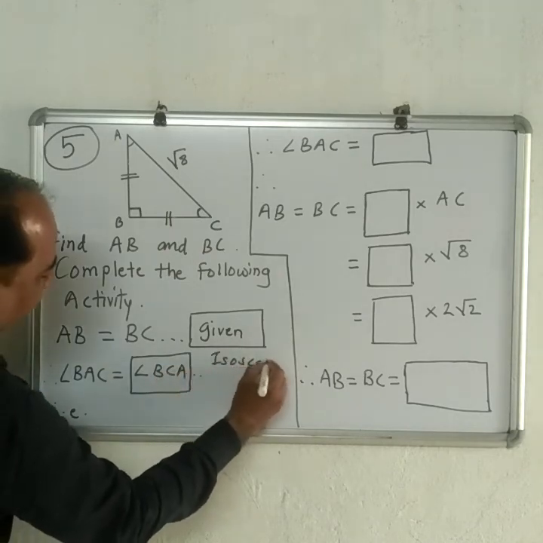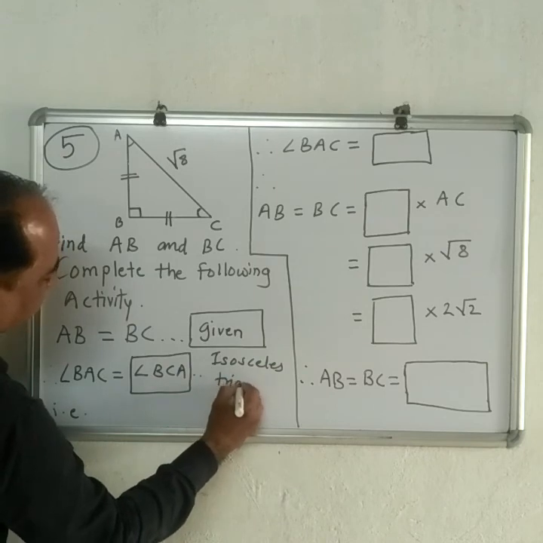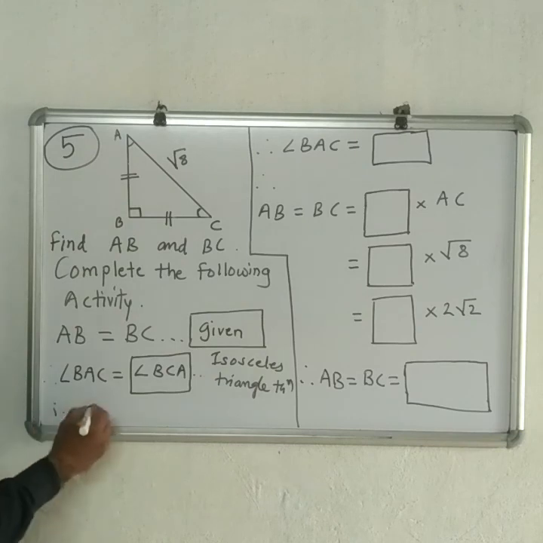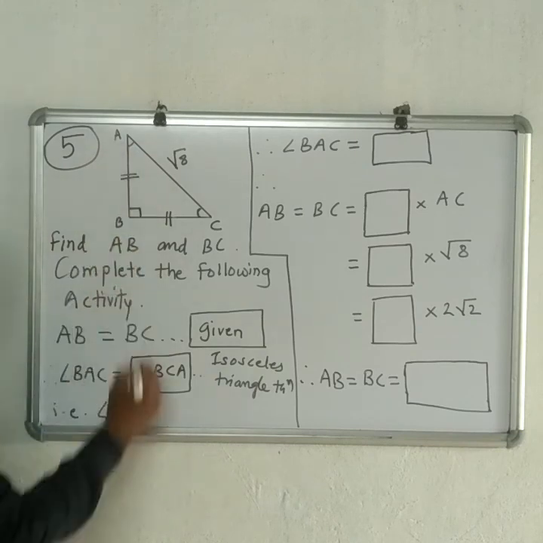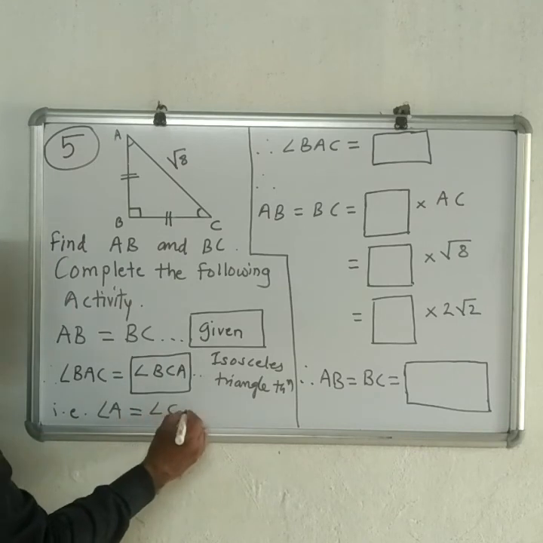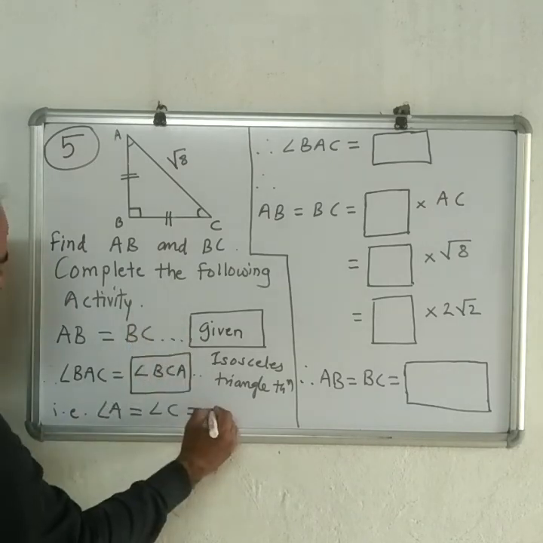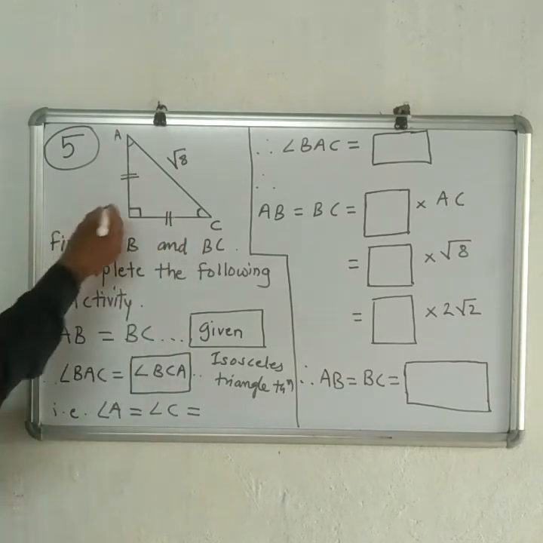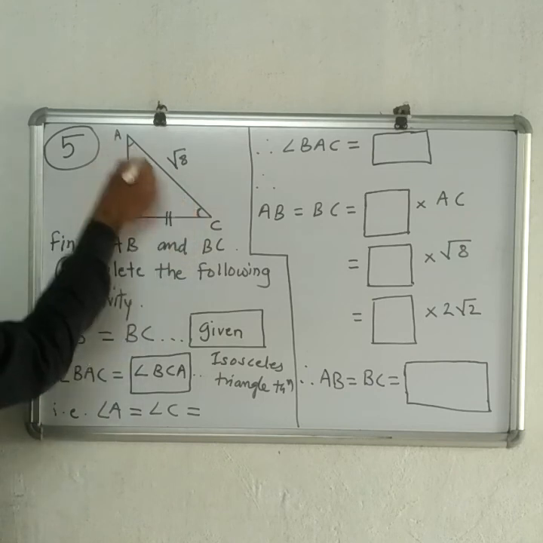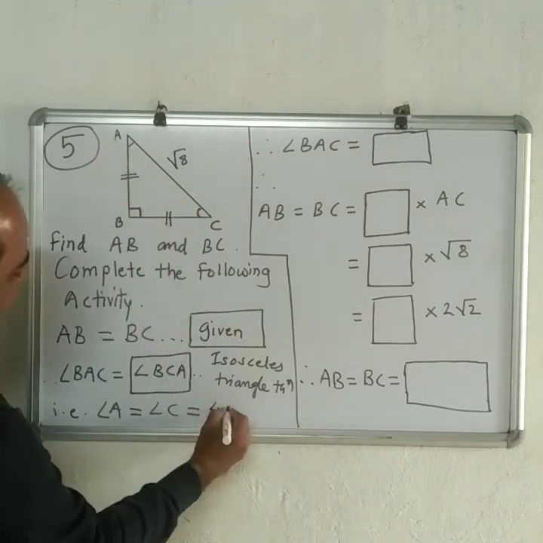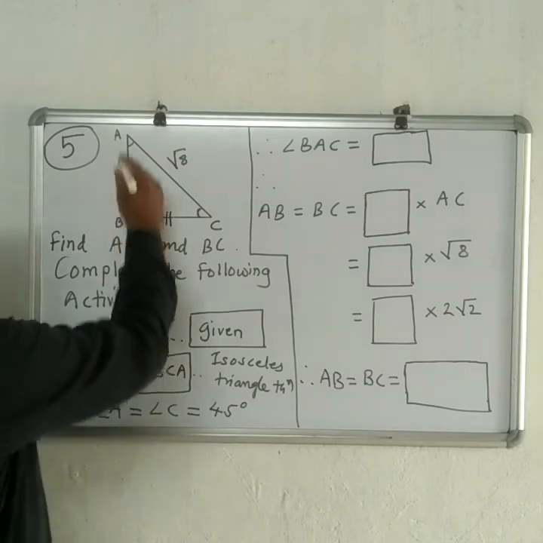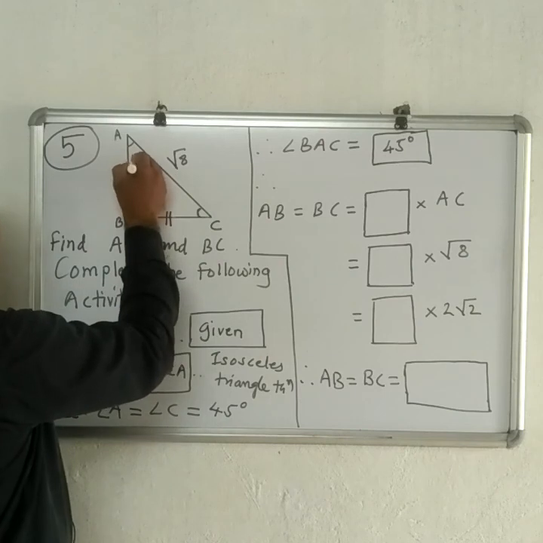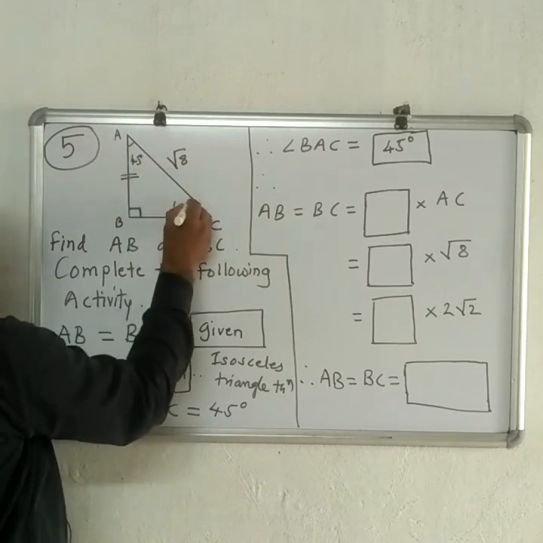Isosceles triangle theorem. That is, angle A is equal to angle C is equal to base angles. One of the angles is 90, 180 minus 90 is 90. If we divide 90 into two parts, it will be 45 degree. Therefore, measure of angle BAC is 45 degree. This is also 45. This is also 45.